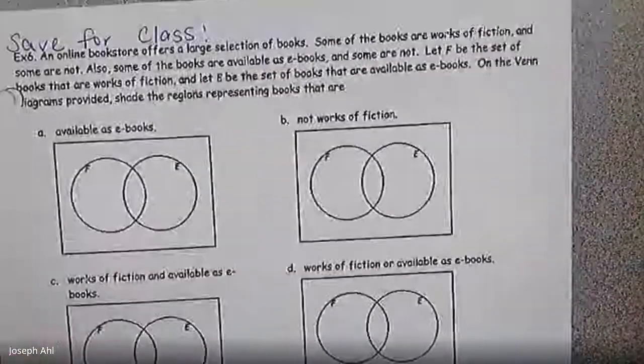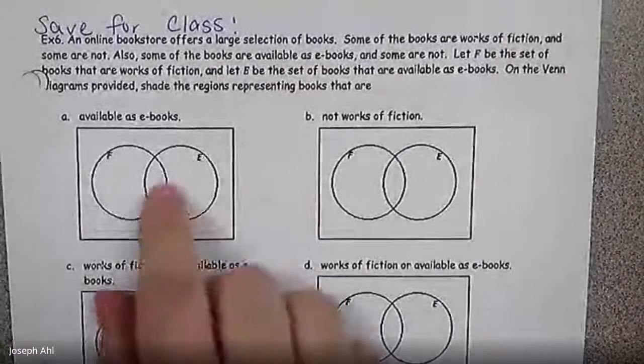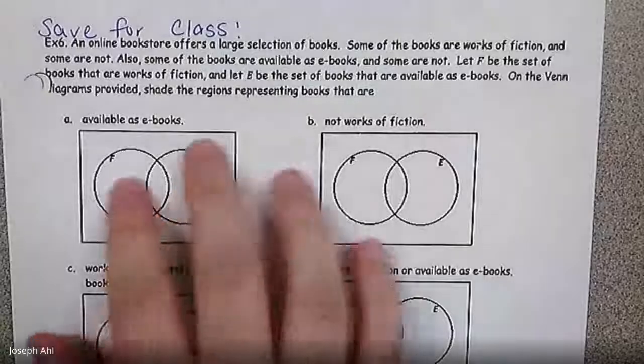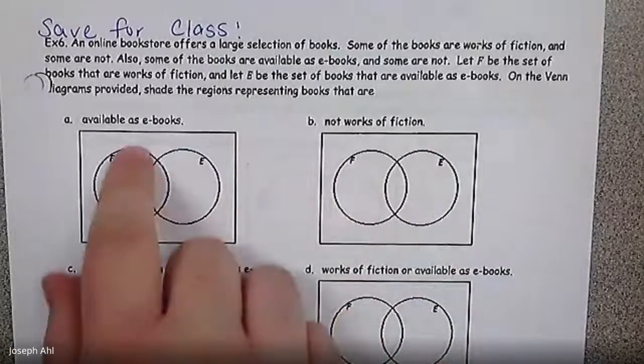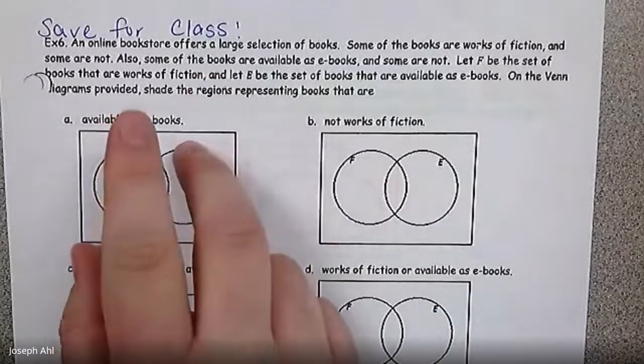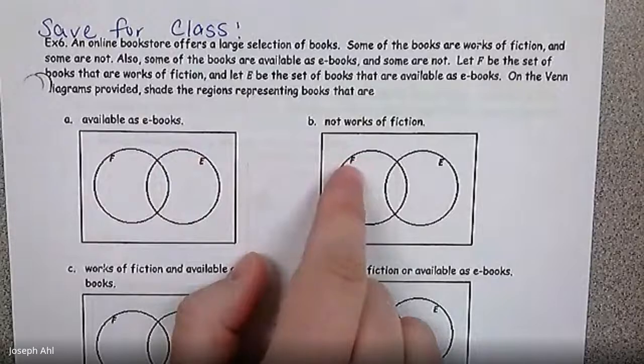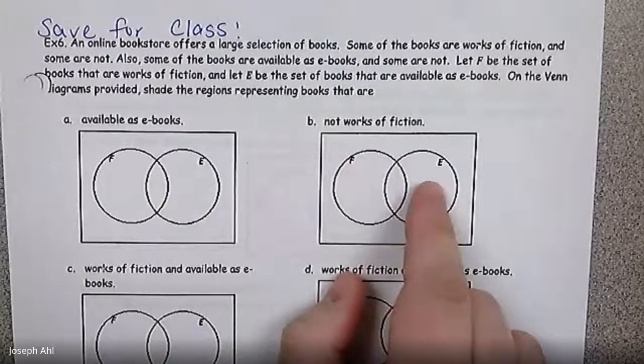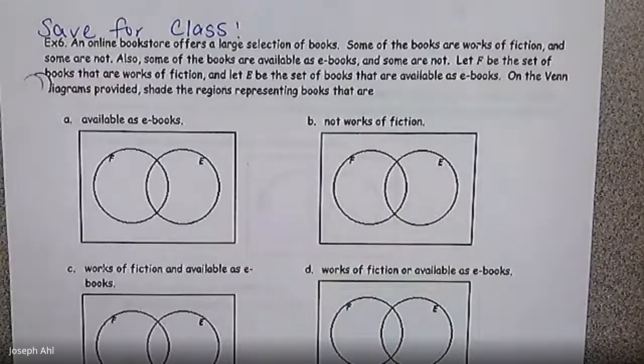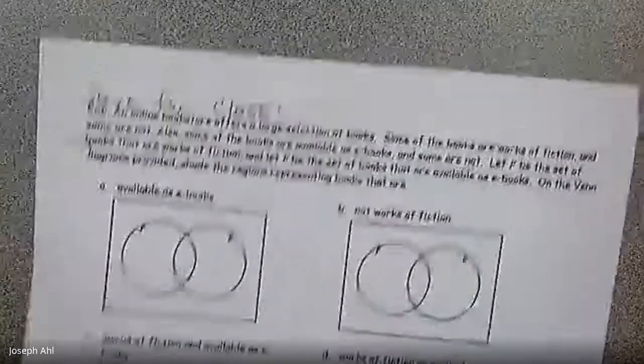All right, so the next page, on page 10, by the way, of the packet, this is going to be a save for class. So now we're looking at some Venn diagram examples where we're going to start shading in some of these regions based on really 2 different sets. We have F is that we have works of fiction, and then E is if something's available as an ebook. We're going to talk about that next time we're in class.